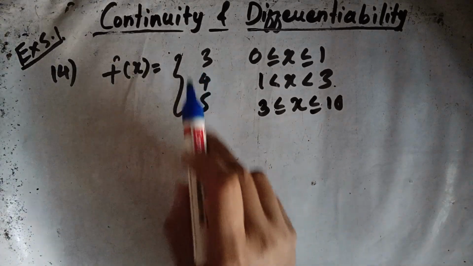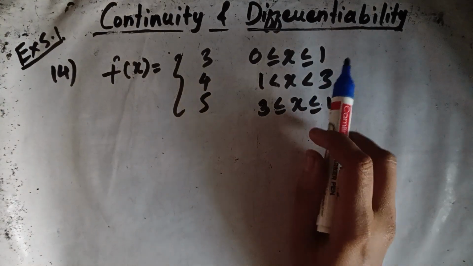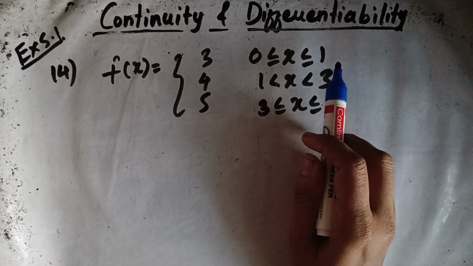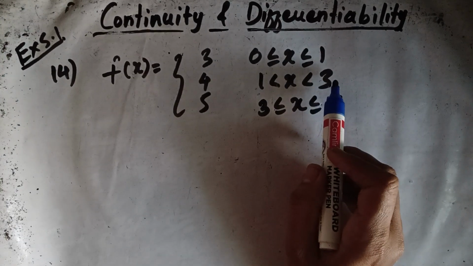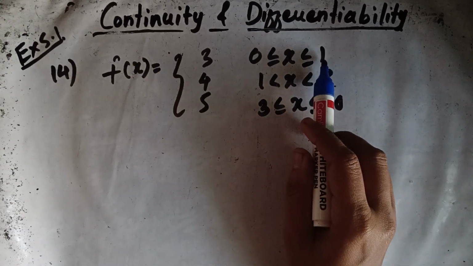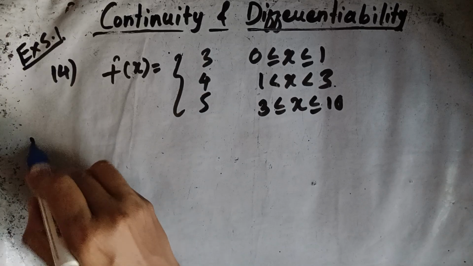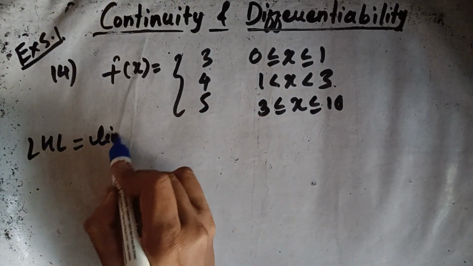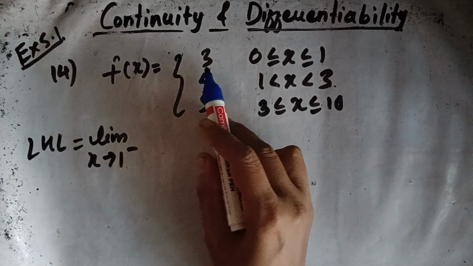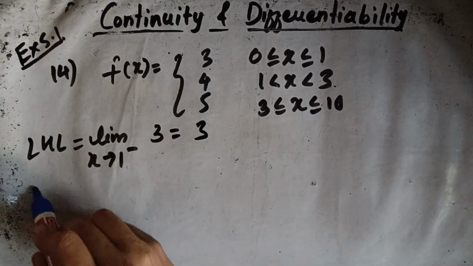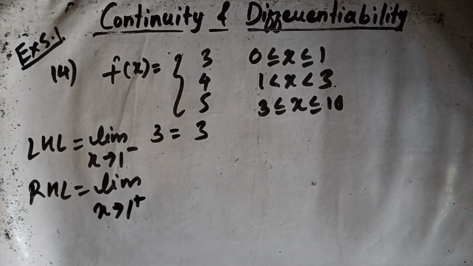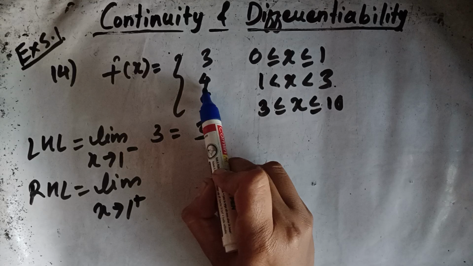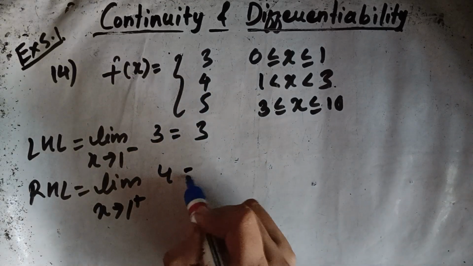For this one, 3 values are given. So you have to take the points 1 and 3. Start with the limit as x tends to 1 minus. For 1 minus you have to take this function. So LHL as x tends to 1 minus, you will get 3. RHL as x tends to 1 plus, we are approaching from the right hand side, then we have to take this function, 4.